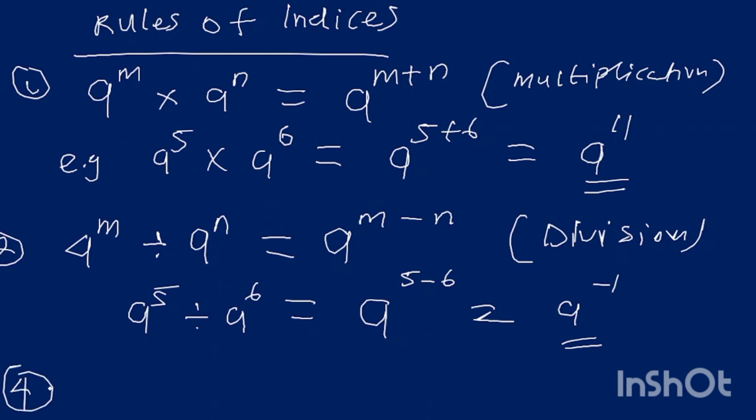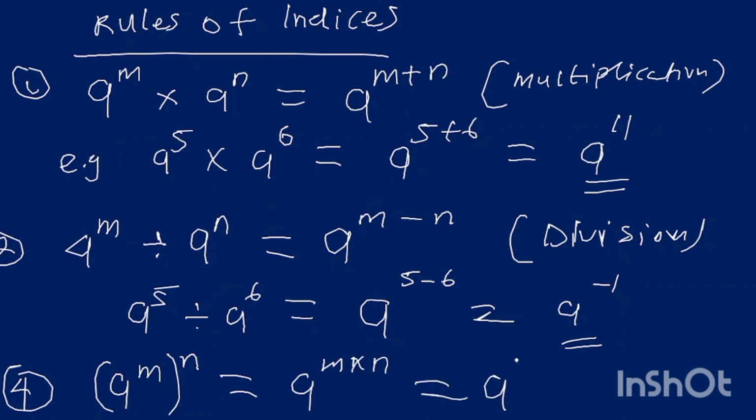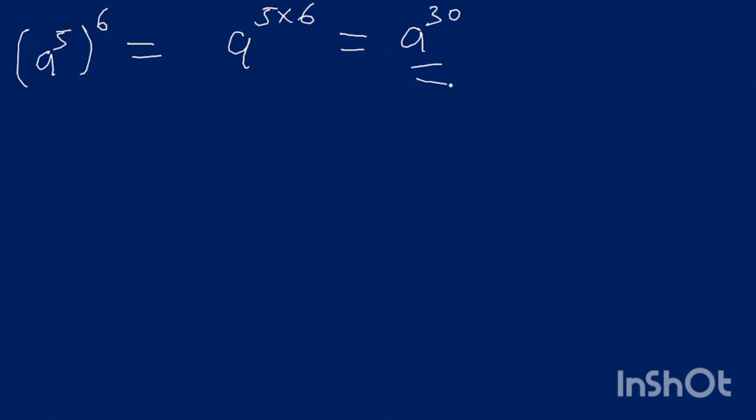The next one is the product of powers. Let me first of all talk about the products. If I have a raised to power m raised to power n, this is equal to a raised to power m times n, which is equal to a raised to power mn. So if I have a raised to power 5 raised to power 6, this is equal to a raised to power 5 times 6, which is equal to a raised to power what? 30.